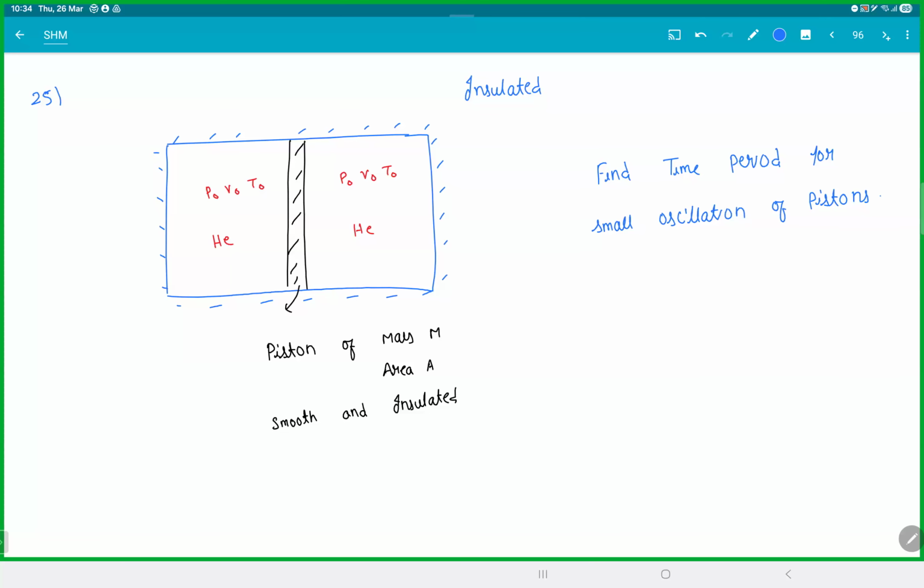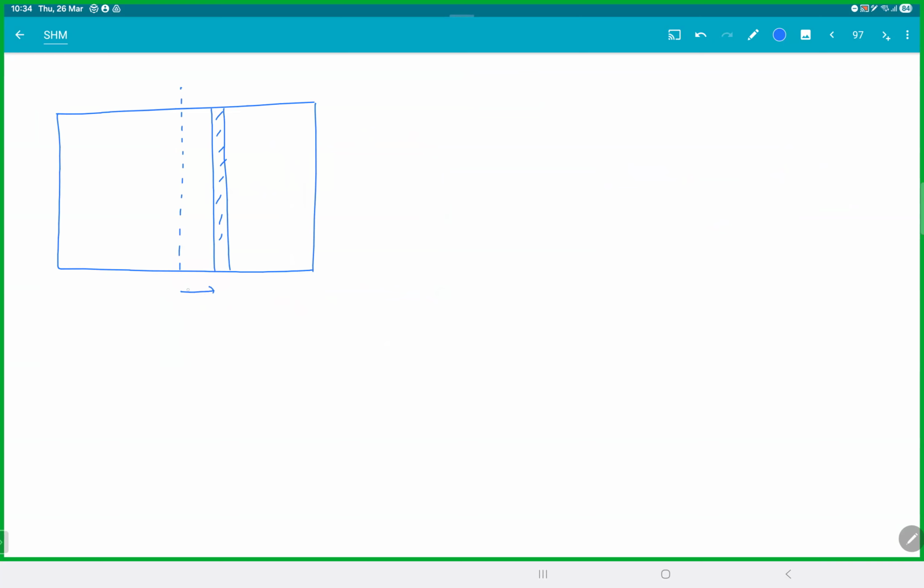How do we start this? Let's say you push the piston by a small x. Initially it used to be here, now you pushed it by x. So then what would happen? This gas will undergo adiabatic compression, and this gas will undergo adiabatic expansion. So both are adiabatic processes.